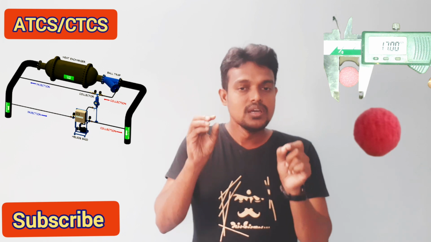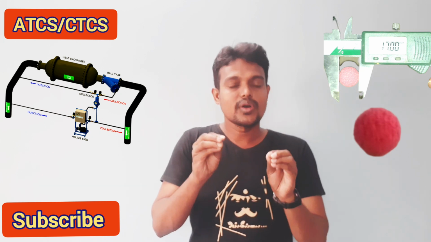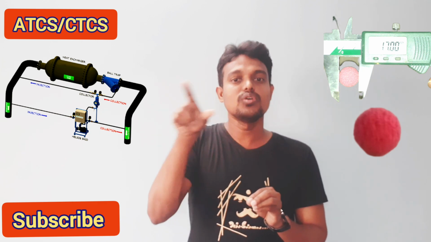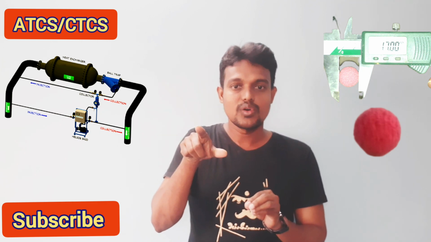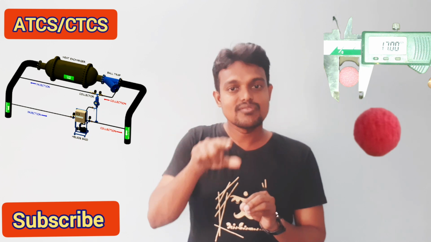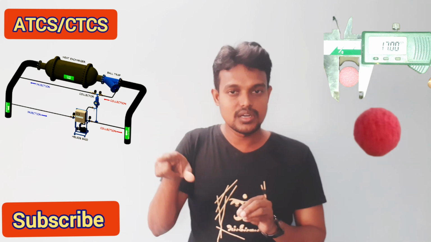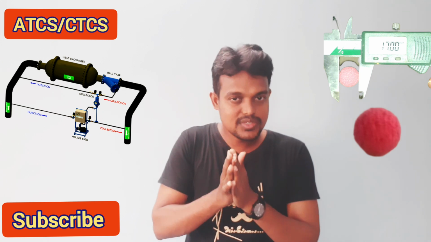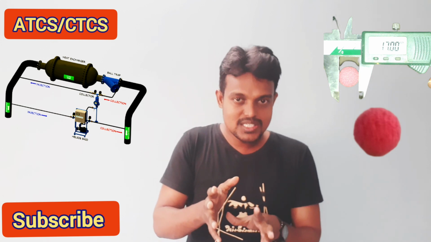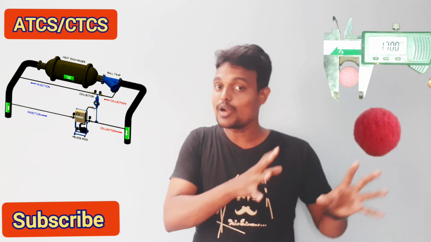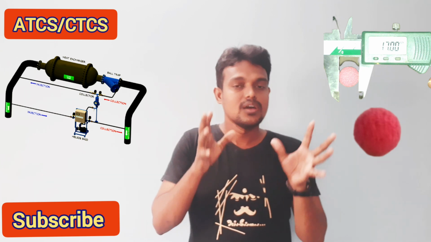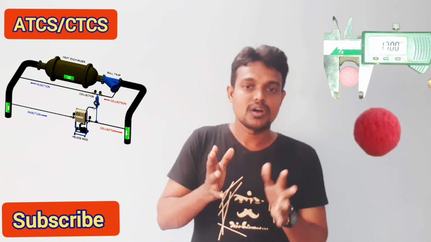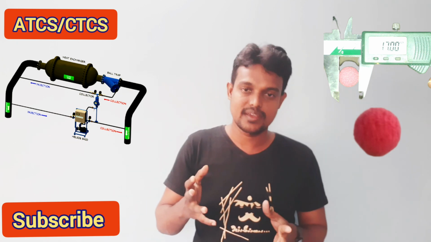Why are we using this system? In order to descale your condenser tube, to avoid the scaling happening inside the condenser tube, we use this auto tube cleaning system. Because of this system, the performance of the heat exchanger will be improved, and this is the advantage of the system. Okay, and how is it working? How does the ATCS, the condenser tube cleaning system or auto tube cleaning system, work?